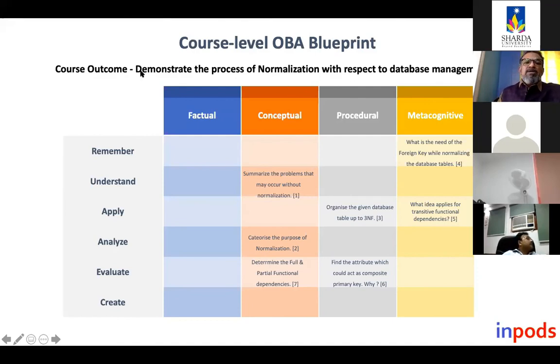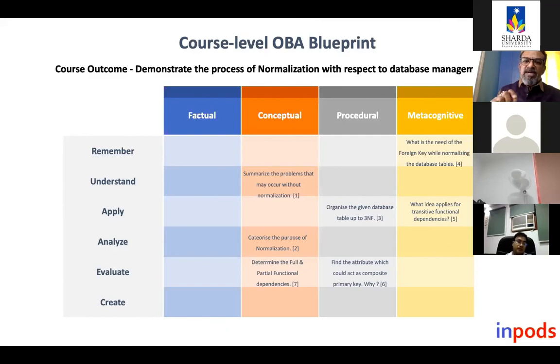If I now have to assess whether or not students are attaining this course outcome, I may have to design questions or assessments in this manner. I may come up with a question that says, summarize the problem that may occur without normalization. Or, what is the need of the foreign key while normalizing the database tables? If I go to the higher order thinking skill: find the attribute which could act as a composite primary key and why. So this is the matrix of the questions, identifying what combination each question is assessing and what outcomes it is assessing.